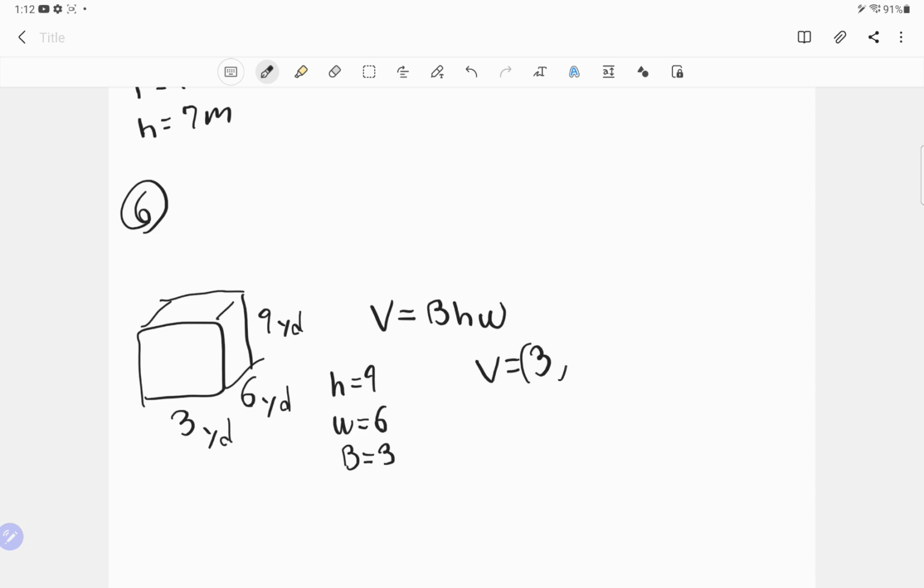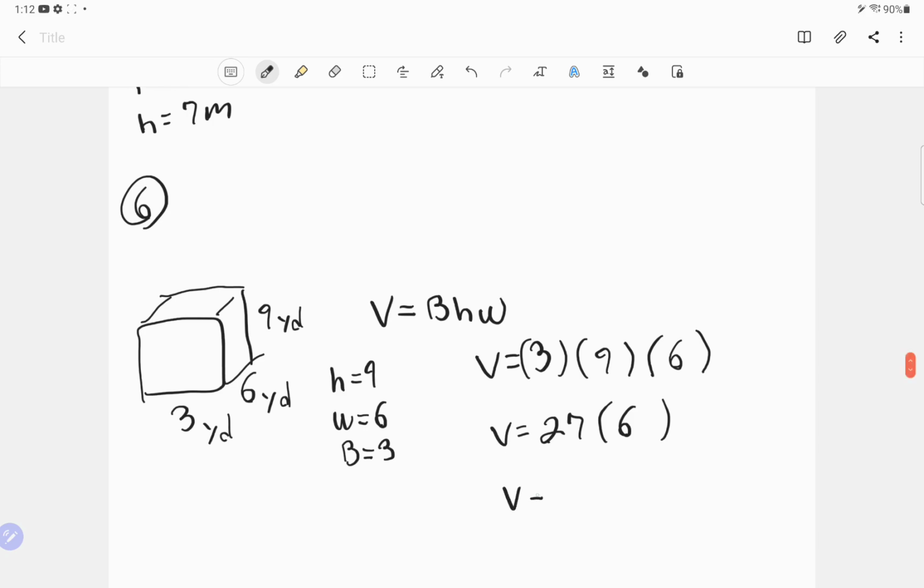3 times 9 times 6. 3 times 9 is 27. Then I just need to multiply 27 times 6, which is going to give me 162 yards cubed.